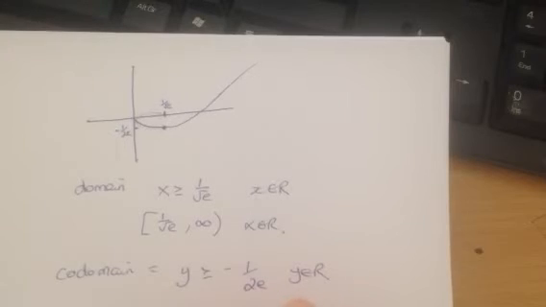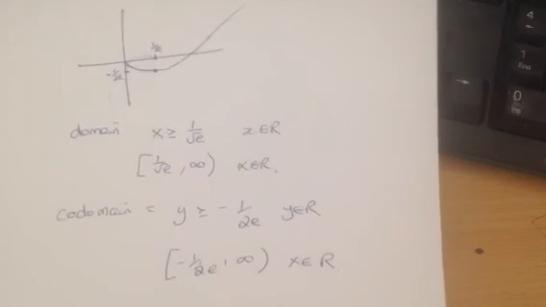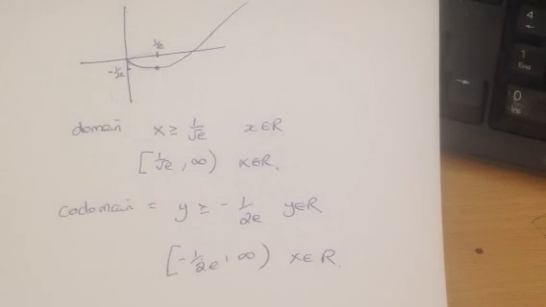Could also write this as minus 1 over 2e, comma, where x is an element of R again. That's it.